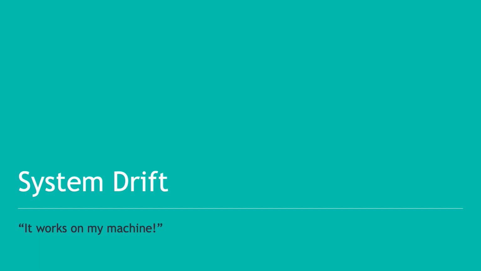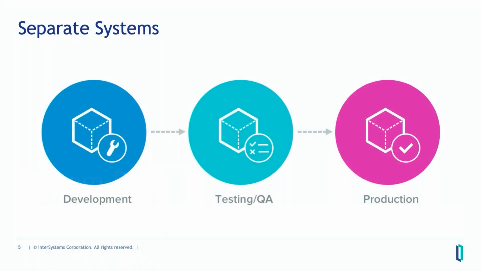So the problem that we're trying to solve with containers is a problem called system drift. So who here has heard of system drift? Okay, what about change problems? What about it works on my machine? Yeah, everybody's heard that one, huh? The most common problem in software. Right. So those of you who are not familiar, let's just go through it.